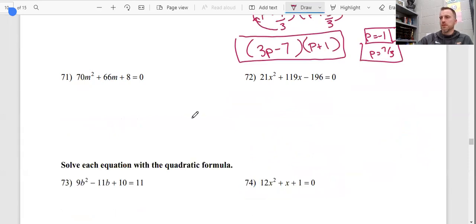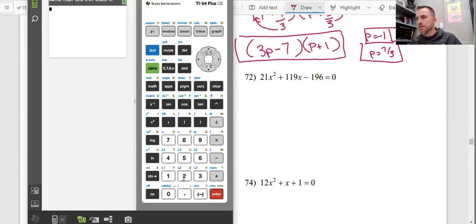72, our last factoring job to do here. I'm going to see if these things will divide by anything. I'm thinking 7. There might be something else, but I'm thinking 7. And so you might just pull your calculator out and say, hey, 21, I know that that thing divides by 7, pretty sure. And then look at 119. See if it divides by 7, and it does. And then look at 196, see if it divides by 7, and it does. So we can factor out a 7.